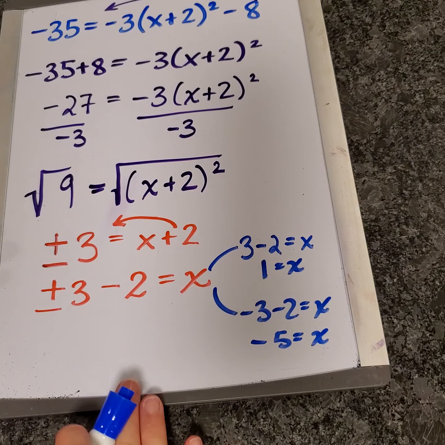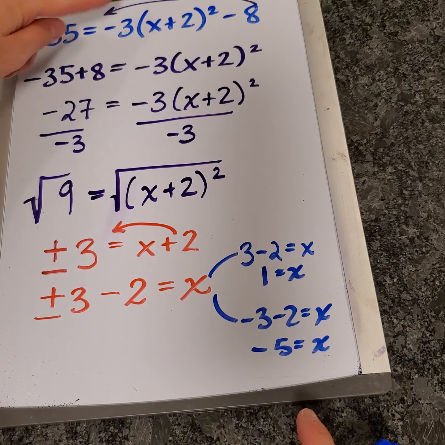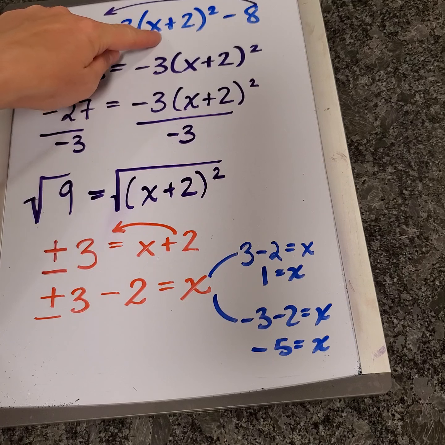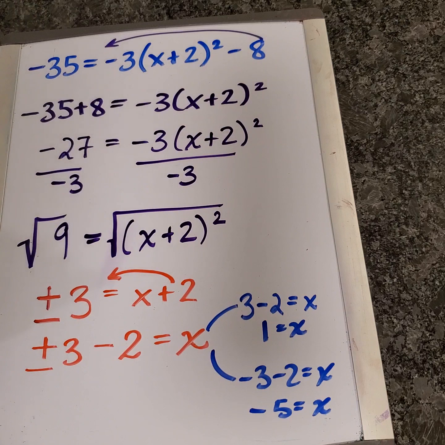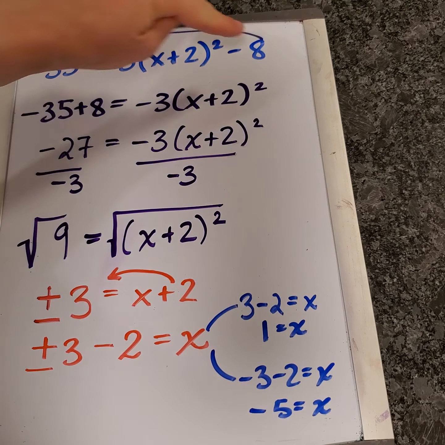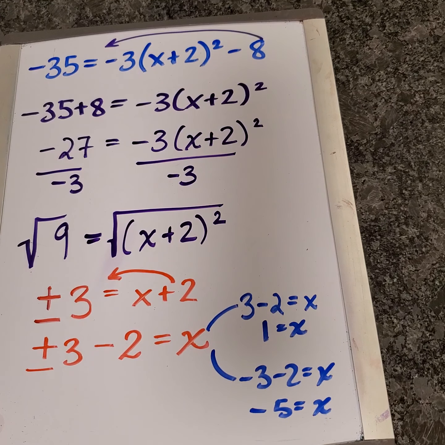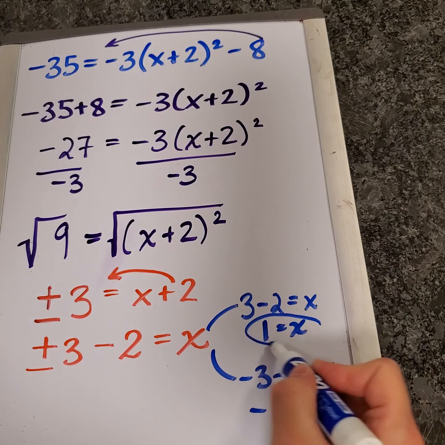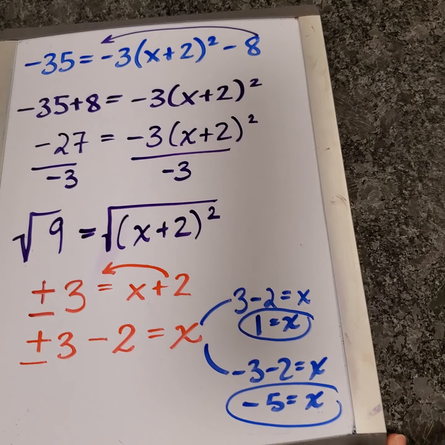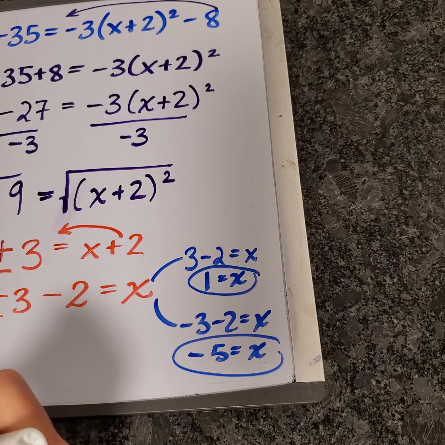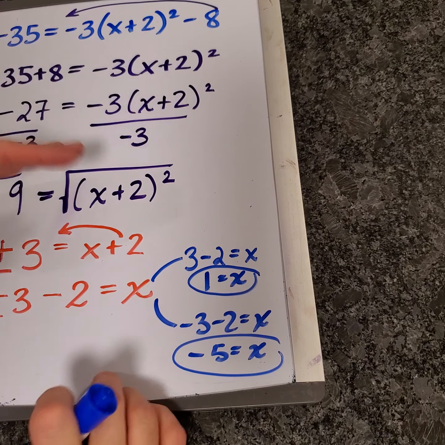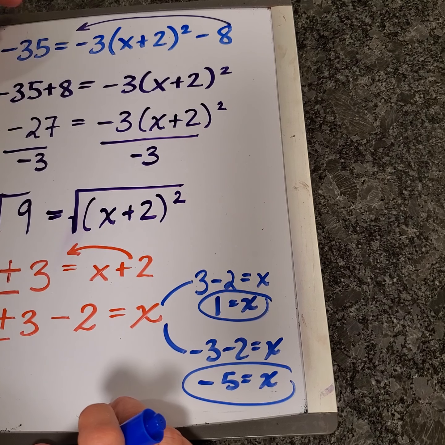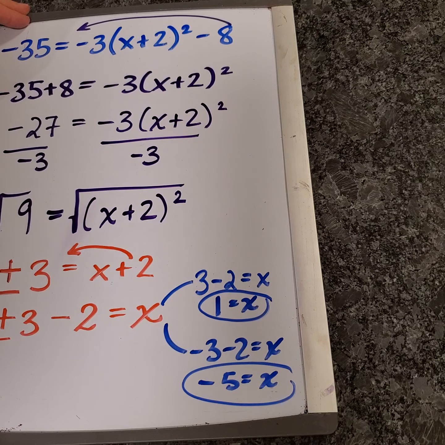Okay, and again, both values will satisfy this equation. If I were to plug -5 into here, -5 plus 2 is -3. -3 squared is 9. 9 times -3 is -27. -27 minus 8 is -35. Both of these are the solution. Both of these are the root. Both of these are the value of the independent variable that satisfies the equation. So a much different method when we start with something that looks like vertex form.